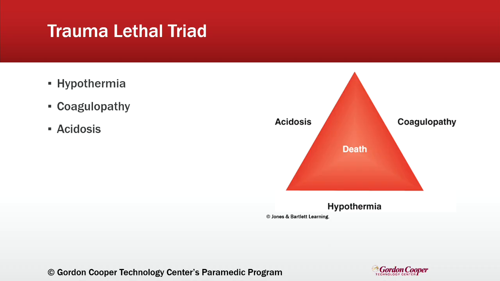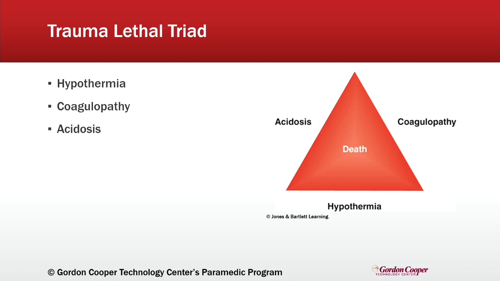The lethal triad of trauma is a very dangerous cycle that can occur in severely injured patients, consisting of three conditions: hypothermia, coagulopathy, and acidosis. Hypothermia, or low body temperature, is a serious concern because it contributes to coagulopathy and lowers the patient's survival rate. Coagulopathy is the impaired ability of the blood to clot. This leads to increased blood loss, and if left unchecked, can lead to poor perfusion and death.